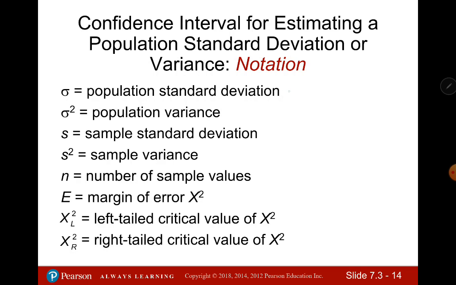So is sigma always the population standard deviation? Sigma squared is the population variance. Of course, s squared is the sample variance, from the sample standard deviation, and n is again the sample size. Here we still have the margin of error E, but we do not use the previous format. The most important part is we have two critical values in our chi-square distribution.